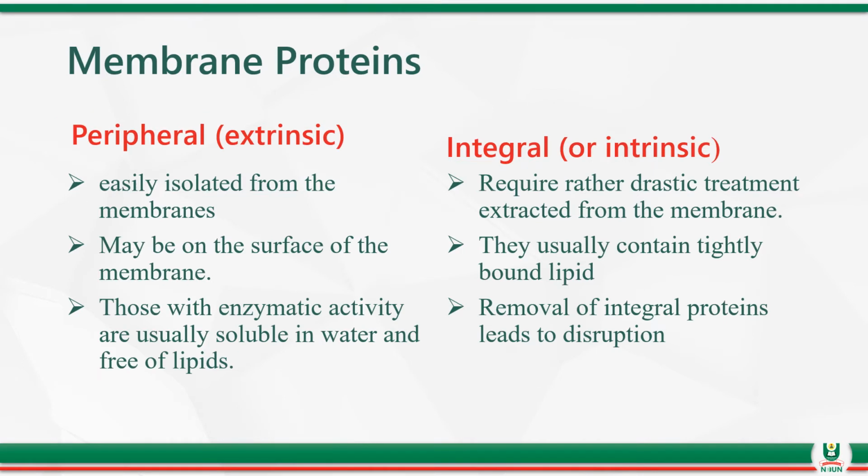Now for the proteins of membrane, there are two major types of proteins found in membrane. Those are the peripheral proteins and the integral proteins. Peripheral, like the word periphery, are found maybe on the surface of the membrane. When you say something is peripheral, that means it's not really attached to the membrane. It can easily be removed from the membrane without hurting the membrane.